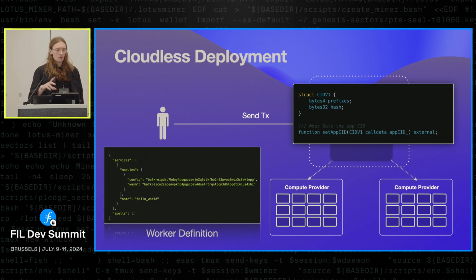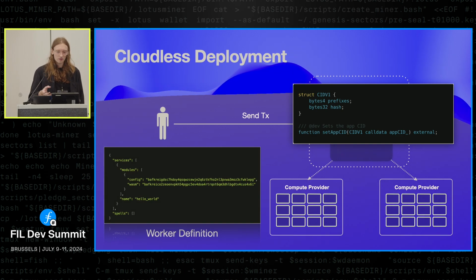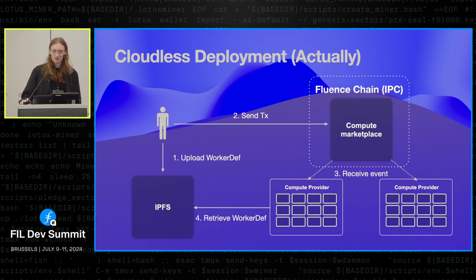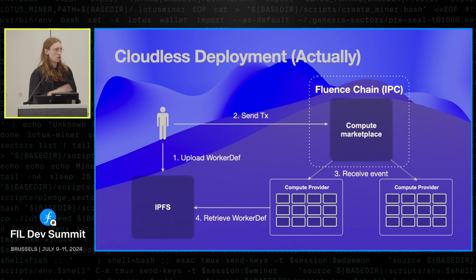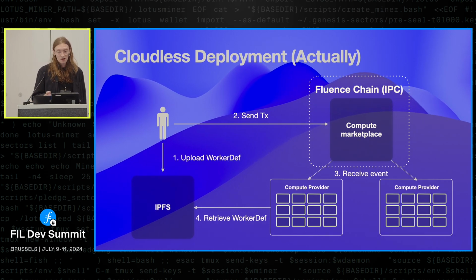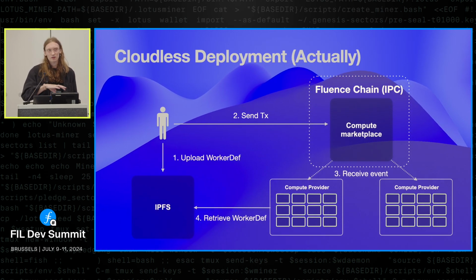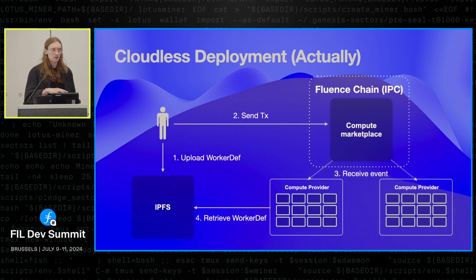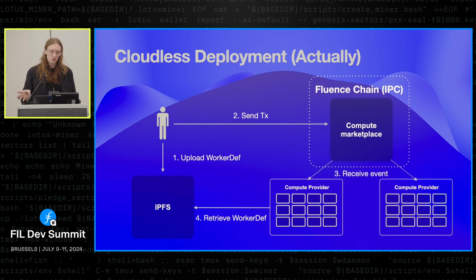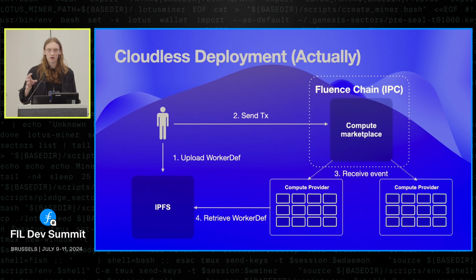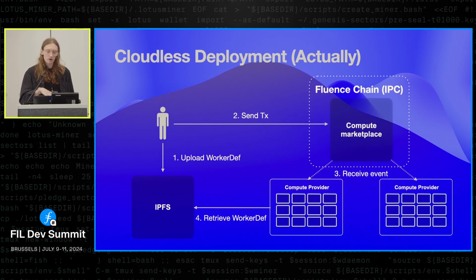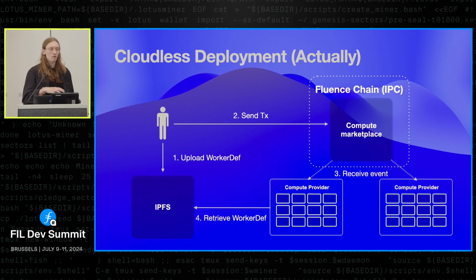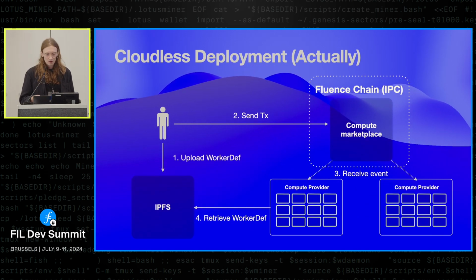And then you deploy. When you want to deploy something, you need to upload it somewhere. And this somewhere for us is an IPFS node. We hosted it ourselves, and for developers it's kind of hidden in the CLI: firstly you upload all the stuff to the IPFS node, then you send a transaction that contains the CID of this worker definition, and providers receive events about what they need to deploy.